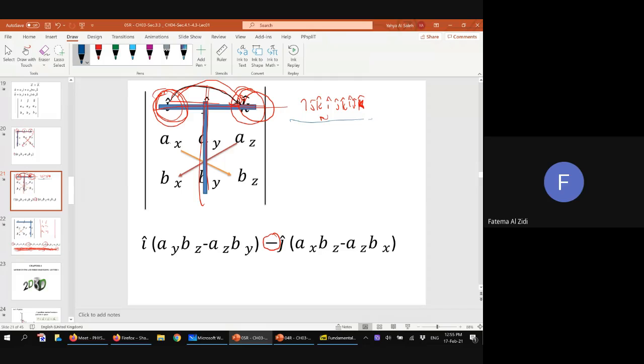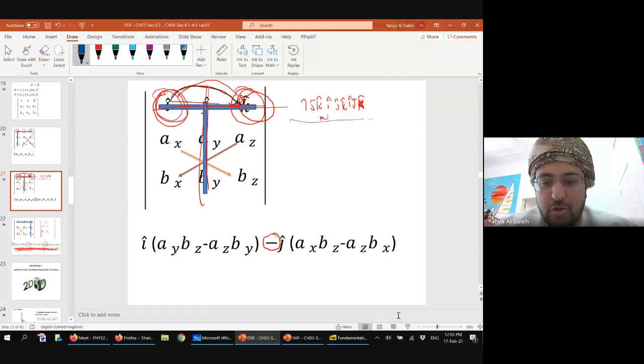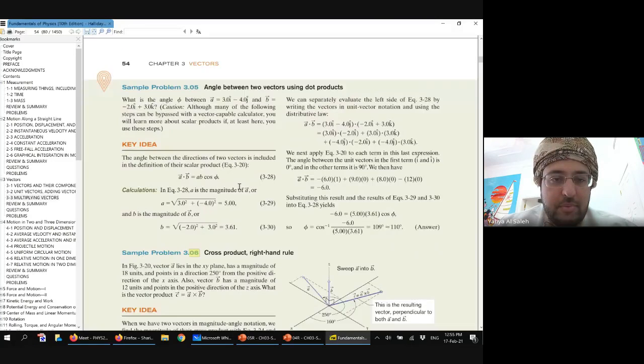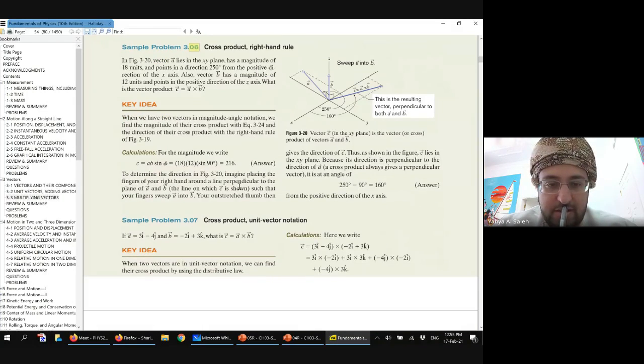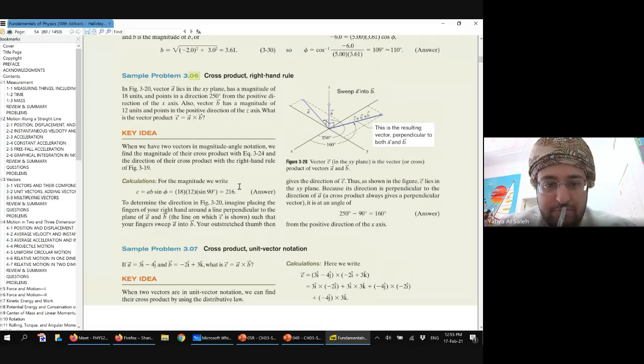Okay, let's do a numerical example. Also sample problem 3.07 from the book was very confusing for some people. So, 3.07, sorry.